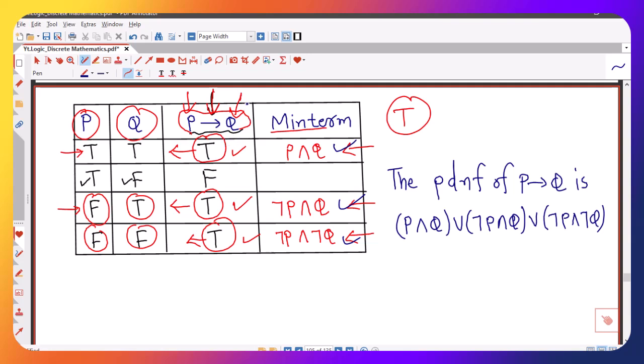After that, in the corresponding column of the given formula we have to concentrate on those rows where the truth value is capital T, and then we will write down the corresponding min terms in such a way that those min terms also have truth value true. So in the first row p and q are true, therefore we are considering p and q here.